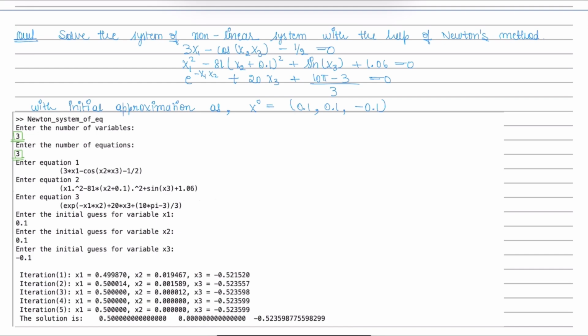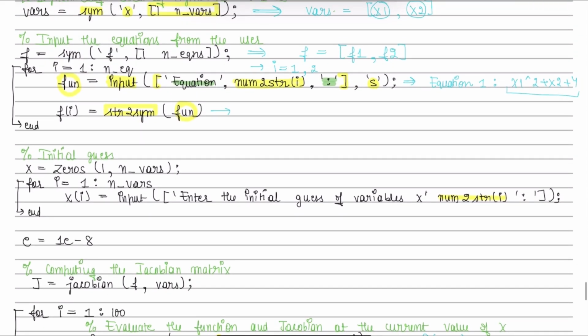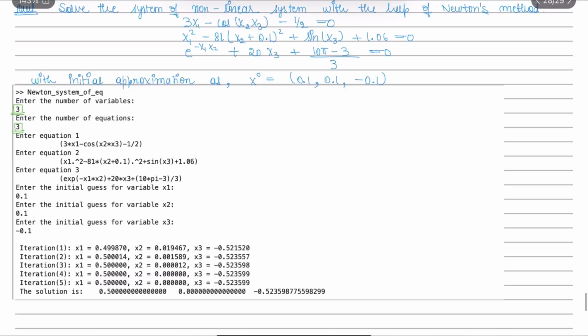You can see here that I haven't entered the equations in the form of @x. This is because we have used these set of statements, and this will automatically create the function in symbolic form. Now, similarly, entering all the 3 equations, we will enter the initial guess as given in the question for every variable. After that, the iterative process will start and it will give you the output of every iteration.